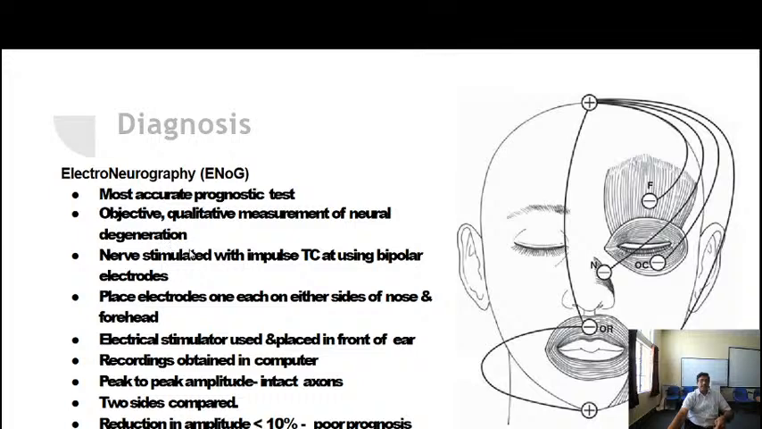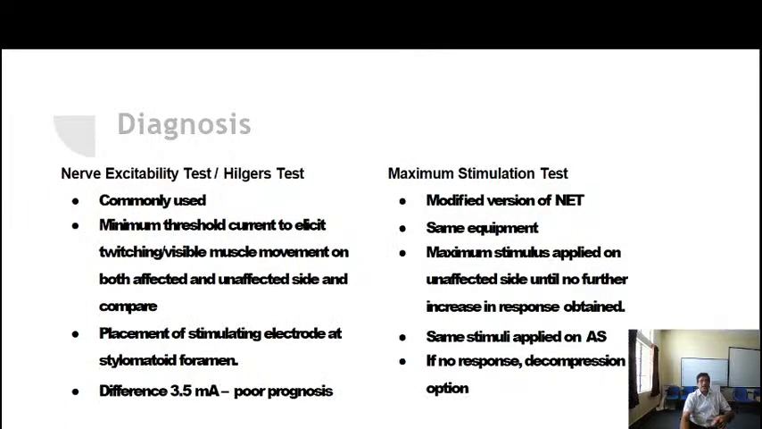of the neural degeneration. The nerve is stimulated with impulses using bipolar electrodes placed on either side of the nose and the forehead. Then the electrical stimulator is placed in front of the ear and recordings are obtained in a computer. Peak-to-peak amplitude reflects intact axons, two sides are compared, and a reduction in amplitude of 10% means it's a poor prognosis. So electroneurography is another important test.